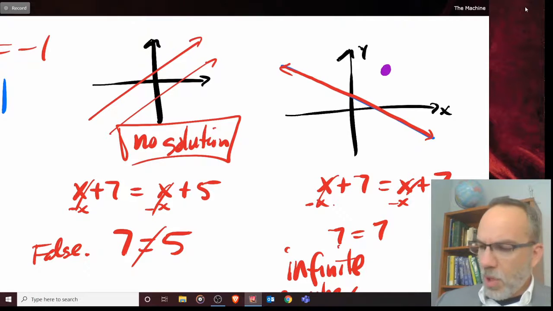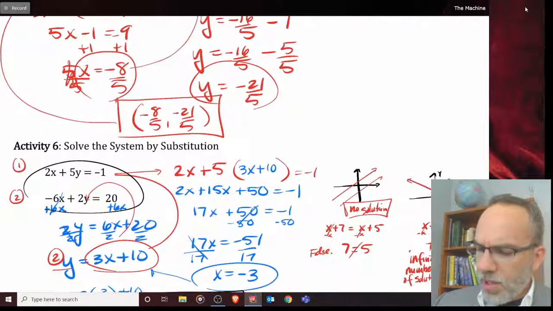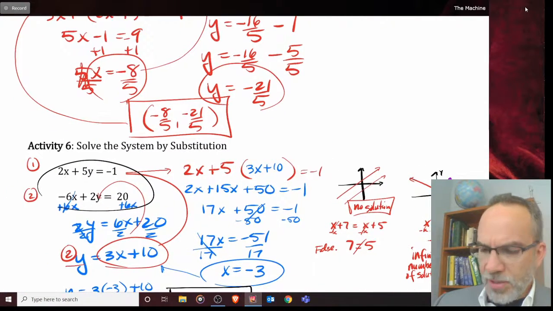Okie dokie. So solving equations by substitution, you're going to solve one equation for one of the variables and then substitute that equivalent expression back into the other equation. And then you will get an equation of just one variable, solve for it, and then use that value to go back and solve for the second one, and make sure that you give your final answer as an ordered pair.